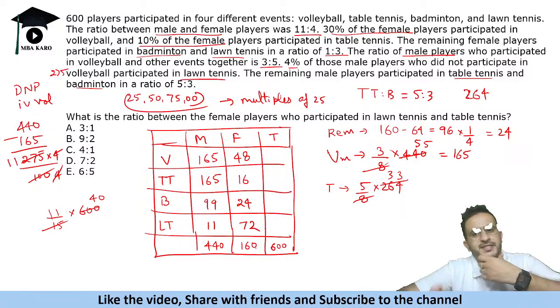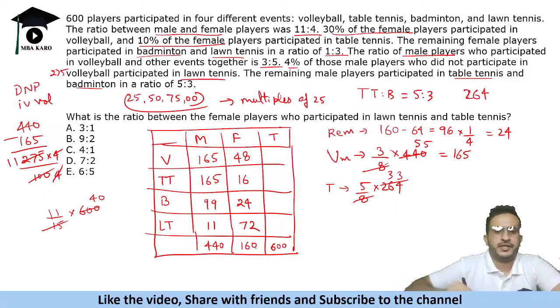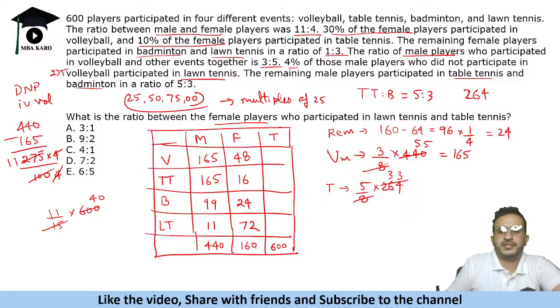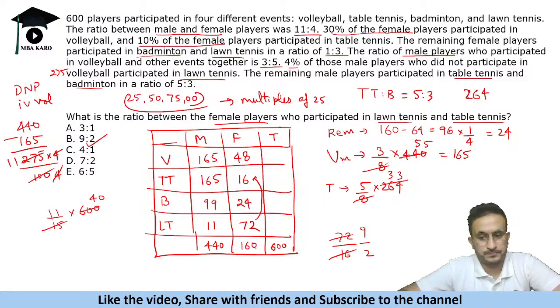It is just pure calculations. It is about how fast you can calculate. Okay, the better techniques you know, the better understanding of percentages and ratios, that helps you solve it fast. The ratio between female players who participated in lawn tennis and table tennis. Lawn tennis ratio table tennis. 72/16. 8 से चला जाएगा 9 ratio. Okay, so this is the answer.